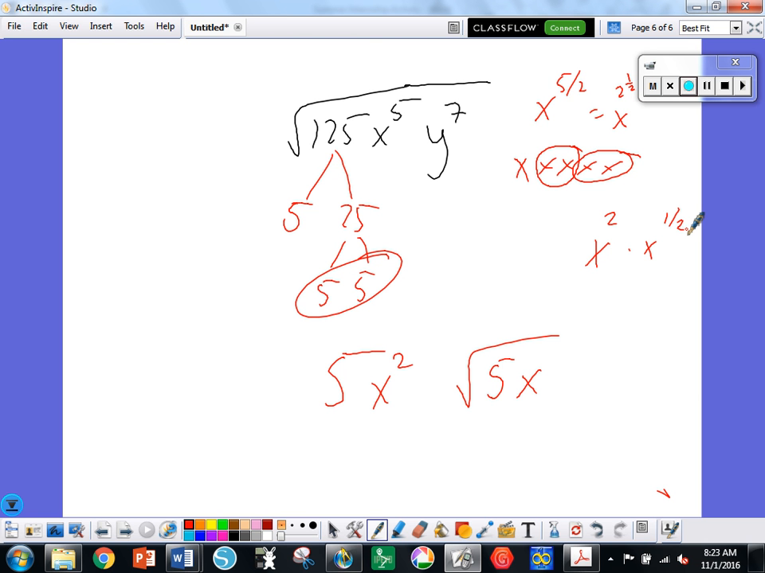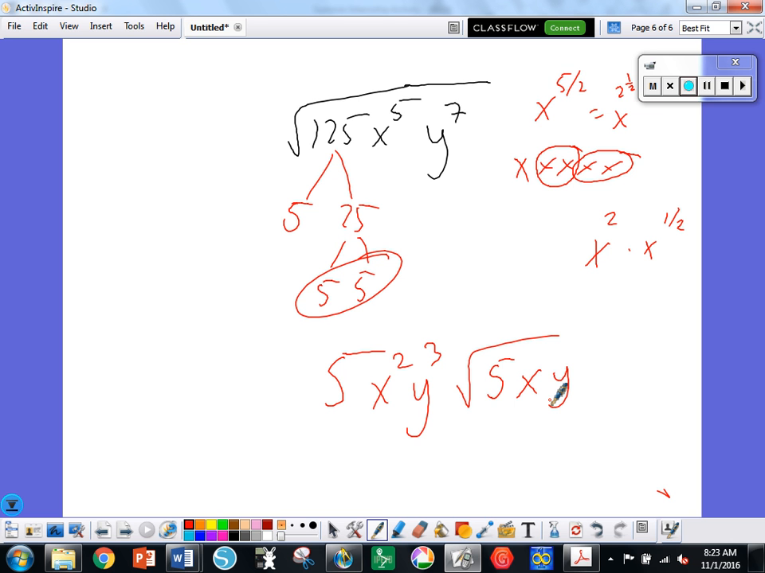How many groups of 2 are in y to the 7th? 3 with 1 left over, right? Is this my answer? I'd give you 3 out of 4 if this was a 4-pointer question. What are we missing? We just barely talked about it.